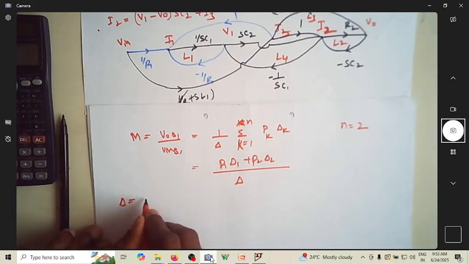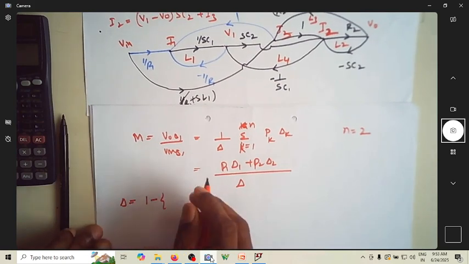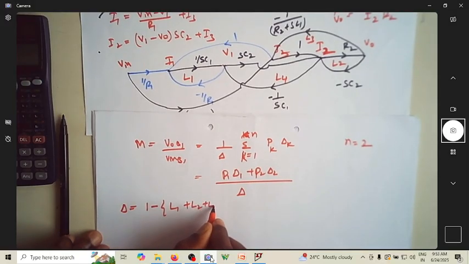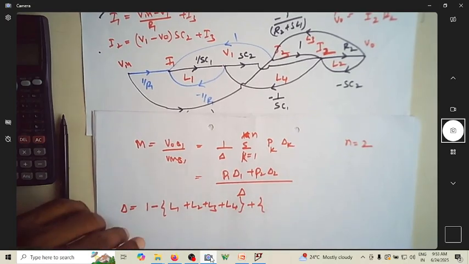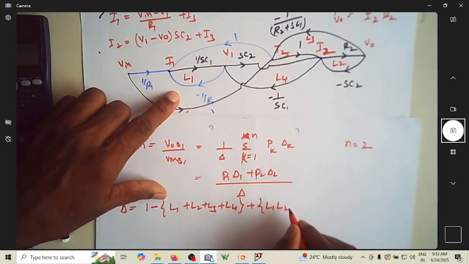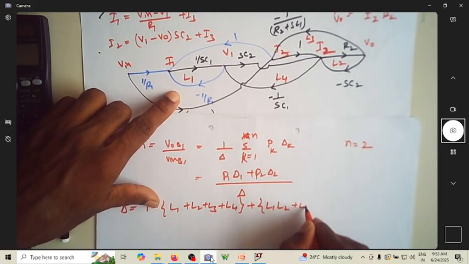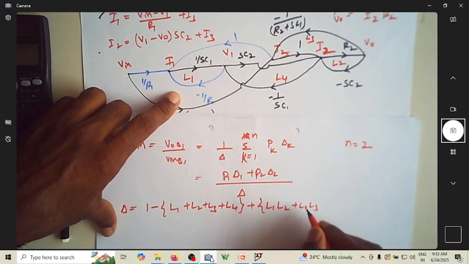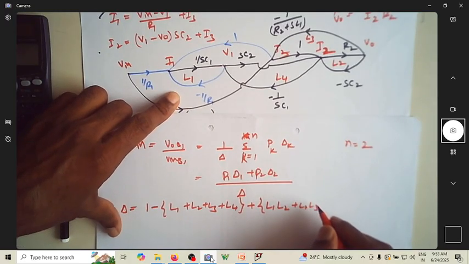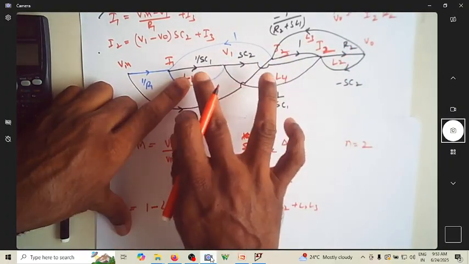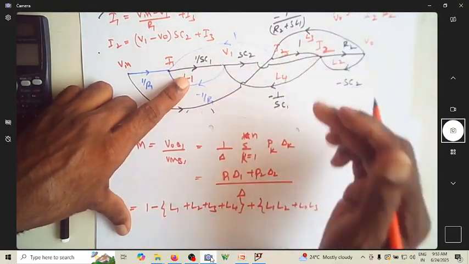So delta is nothing but 1 minus, how many loops are there? We have L1 plus L2 plus L3 plus L4, plus the non-touching loops, which are L1 L2 plus L1 L3. I think that's it. These two are not touching, these two are not touching, this is touching, this is touching, this is touching.